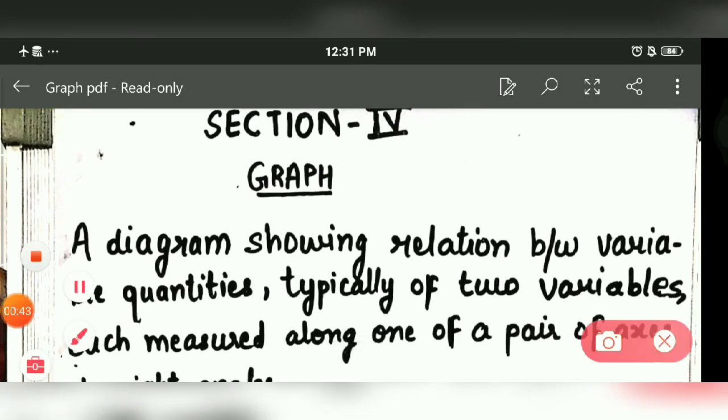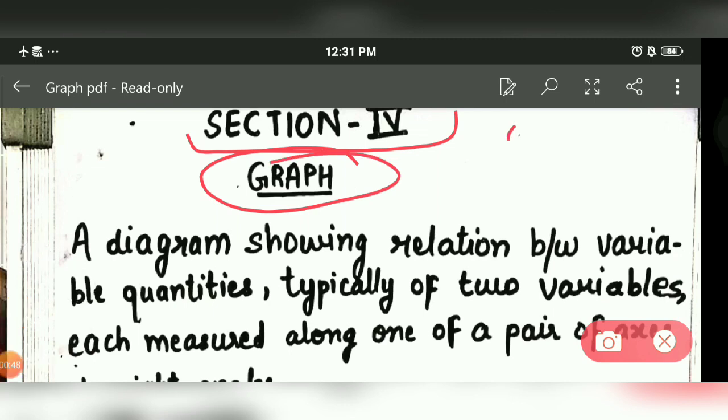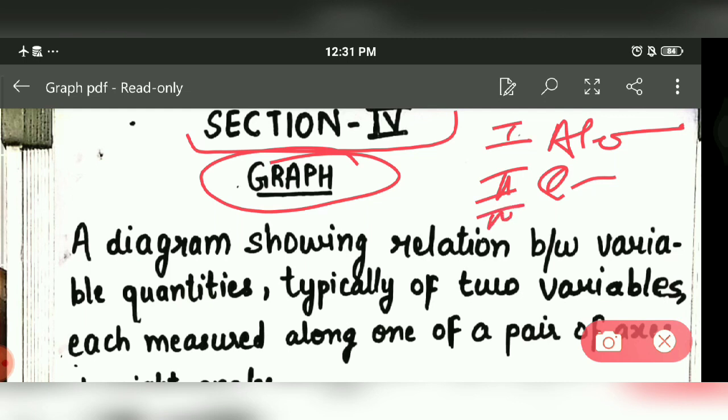So section 4. In section 4, we have to cover graph. As in section 1, we have covered algebra, algebraic formula. Section 2, we have covered quadratic equation and its root. Section 3, binomial theorem.